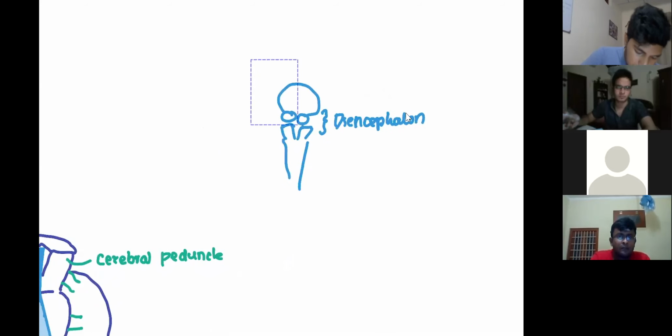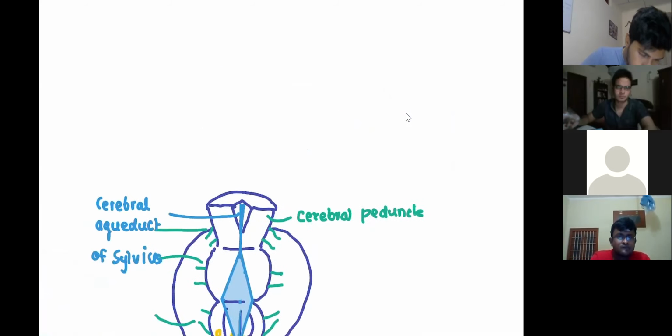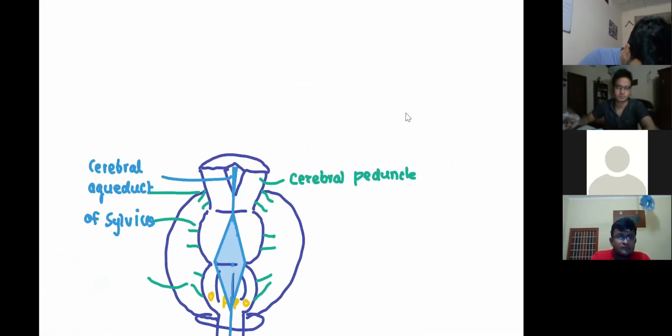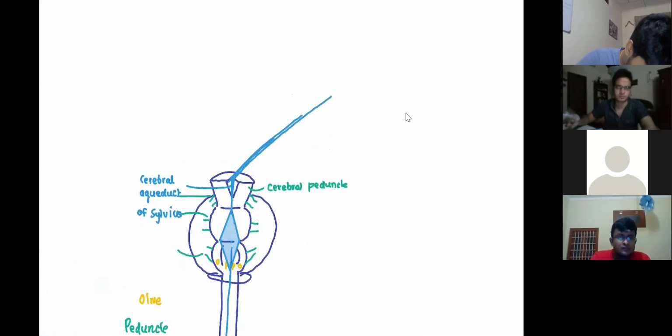I will draw this again. Okay, now what does this mean? From here, we move forward, like this. This is called the third ventricle. From this area, it moves forward like this, and it is called the third ventricle.